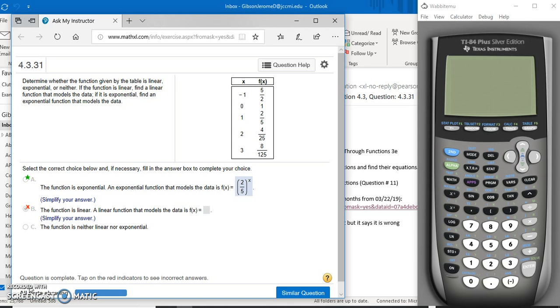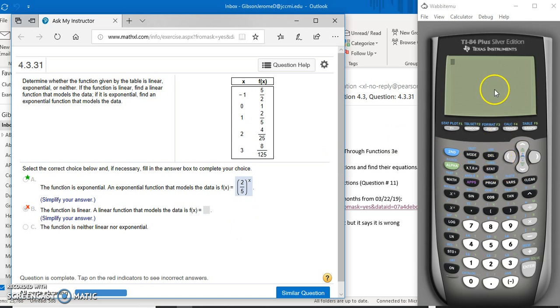It says, determine whether the function given by the table is linear, exponential, or neither. If the function is linear, find a linear function that models the data. If it is exponential, find an exponential function that models the data. Okay, as you see here, the one that you picked, you said the function was linear, but it was actually exponential. So let's explore why it was exponential and not linear.